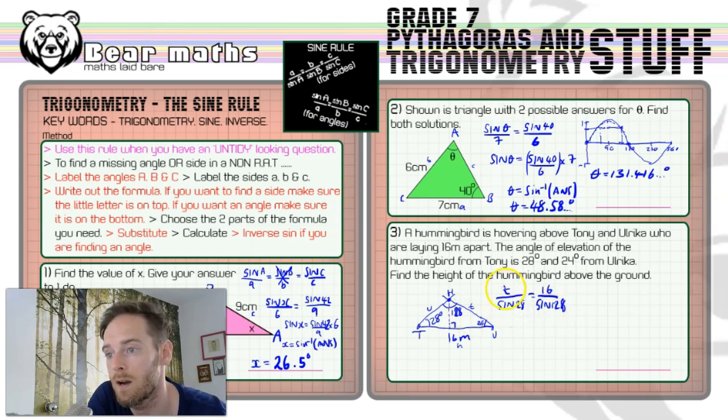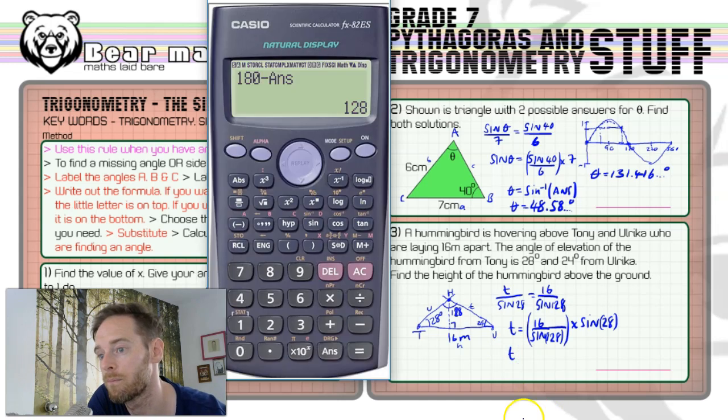All right. Now we do the same thing as what we did in the first question. So t equals 16 over sine 128. Let's pop that in the brackets. That's what comes up on the calculator, multiplied by sine of 28. Okay, now that calculation there is going to get us that side length t.